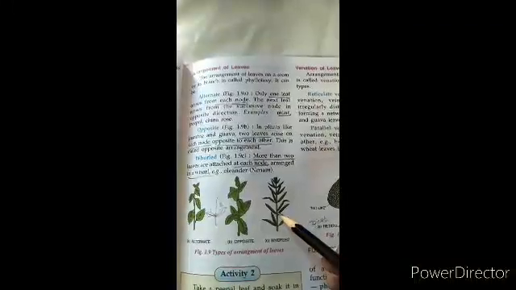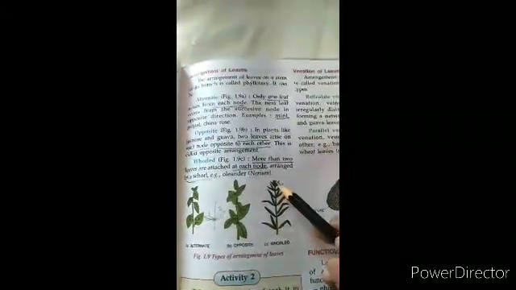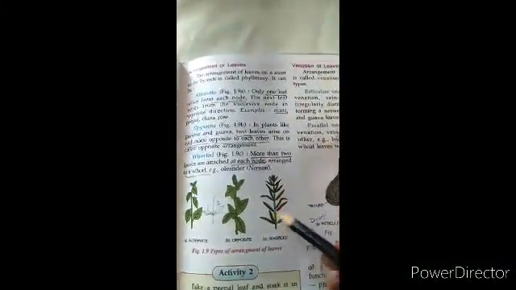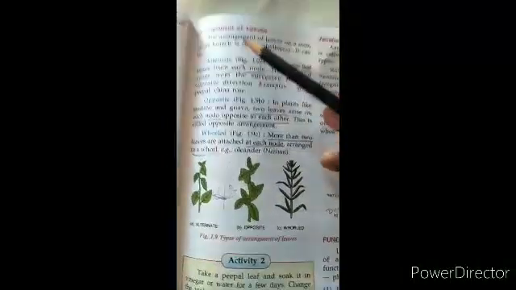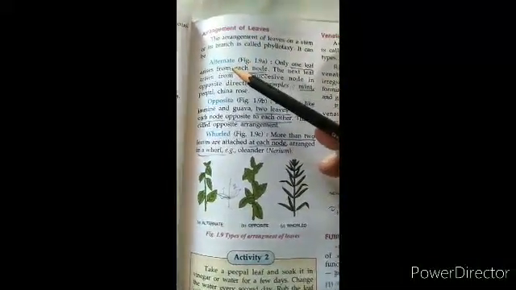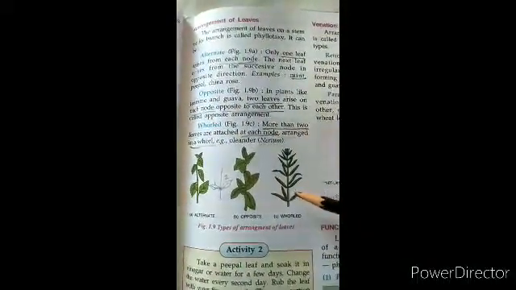As we go up, again there will be 3 leaves on a single node, but the angle of the leaves coming out will be different from the angle of those below. Again we go further, and again 3 leaves come out, but at a different angle. So this is how we learned about the arrangement of leaves. First was alternate, then opposite, and then whorled. So this was whorled.